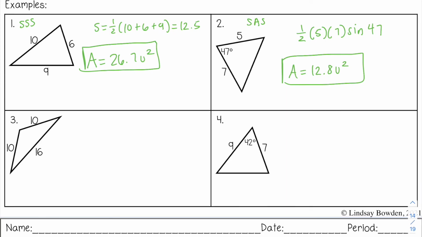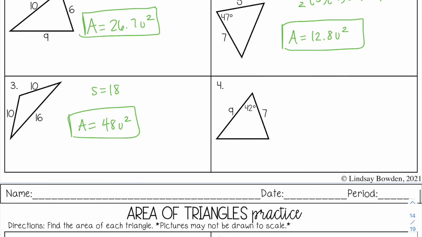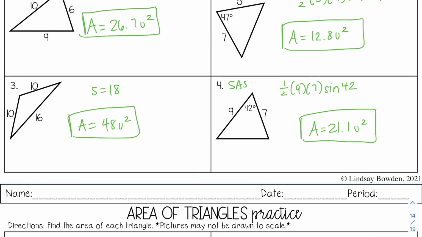Number 3, we're given side, side, side, so we need to find our S, which is 18. Remember, you just add the 3 sides up and then divide by 2. And then plug that into your Heron's formula for area, and you get 48 units squared. And then the last one is side, angle, side. So 1/2 AB sine of C. Oops, 42, sorry. And that gives you about 21.1 units squared. All right, you can stop the video now and complete your practice.